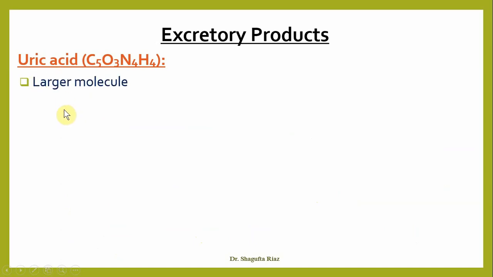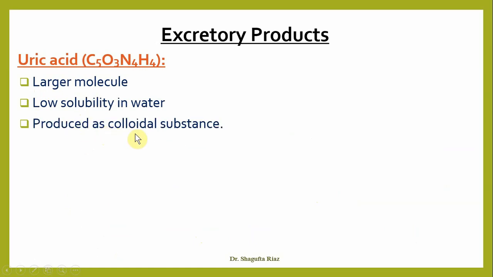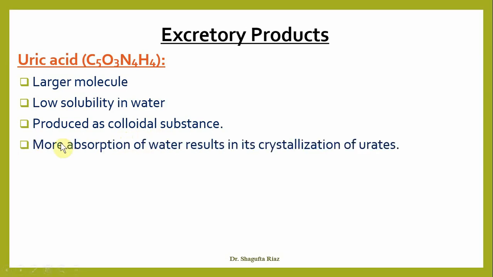Uric acid is present in larger molecules, and they have low solubility in water. They are produced as colloidal substances. What are colloidal substances? Substances in which smaller molecules are suspended in some other fluid, right? If more absorption of water occurs, it will result in crystallization of urates and formation of uric acid.